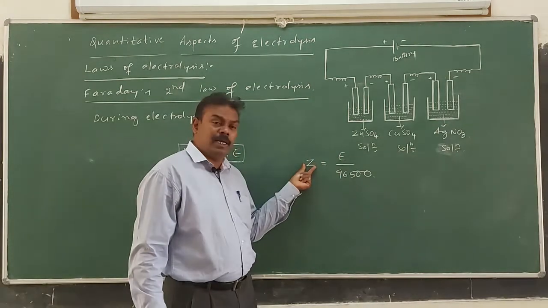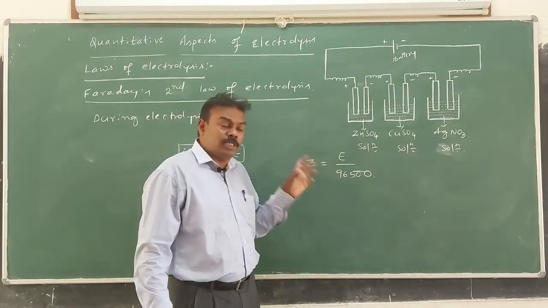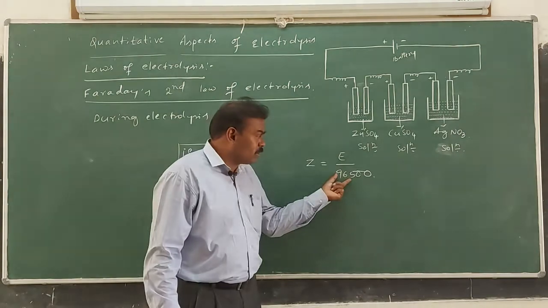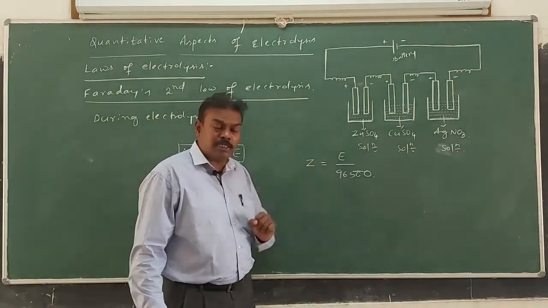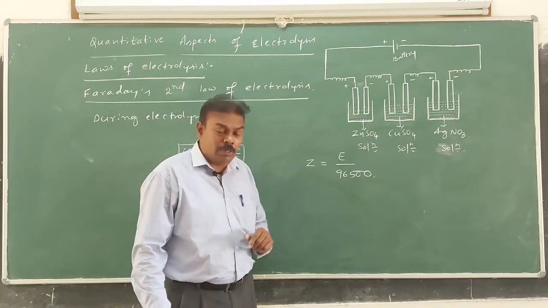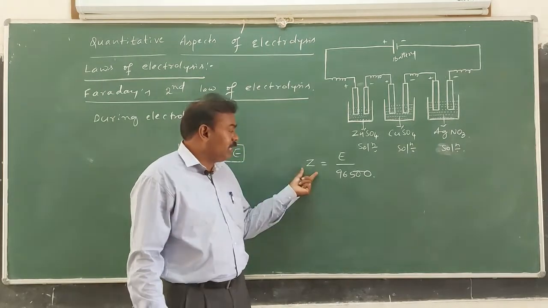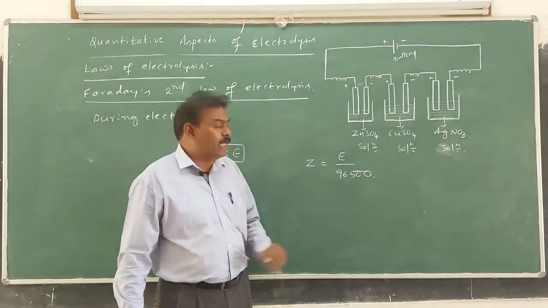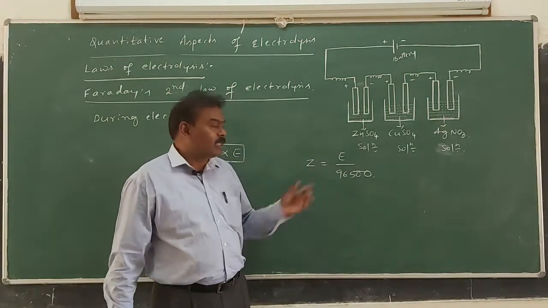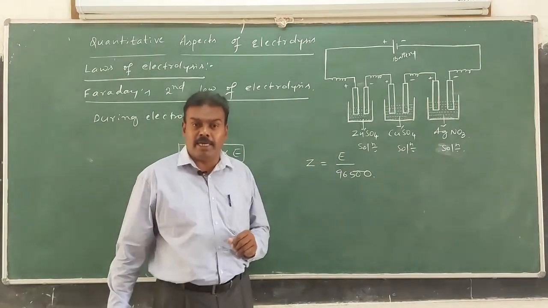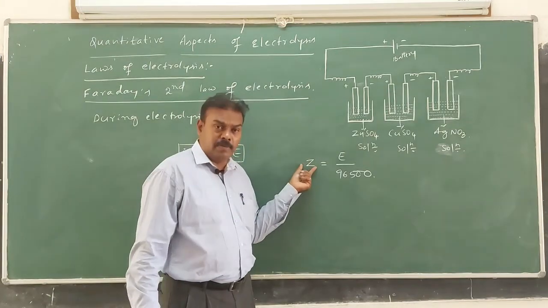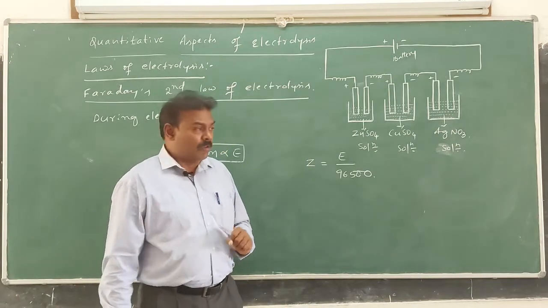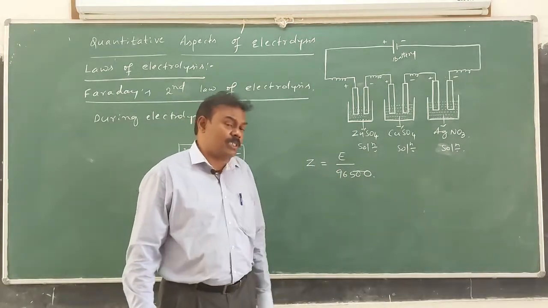What is the electrochemical equivalent? It is the amount of the substance deposited by passing 1 coulomb of electricity. If you pass 96,500 coulomb of electricity, 1 equivalent of substance will be deposited. But if you pass 1 coulomb of electricity, how much is deposited? That is called the electrochemical equivalent. So the electrochemical equivalent and equivalent mass are related in this manner: Z is equal to E divided by 96,500. If you pass 96,500 coulomb of electricity, how much substance is deposited?